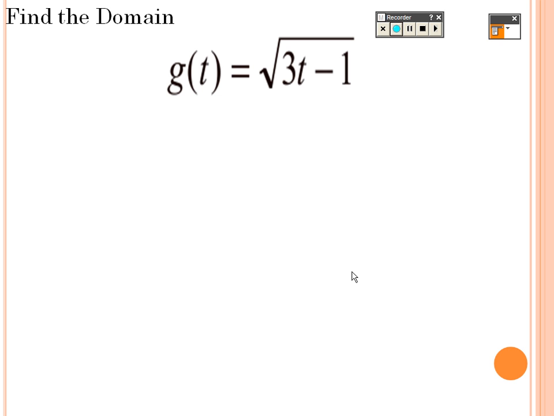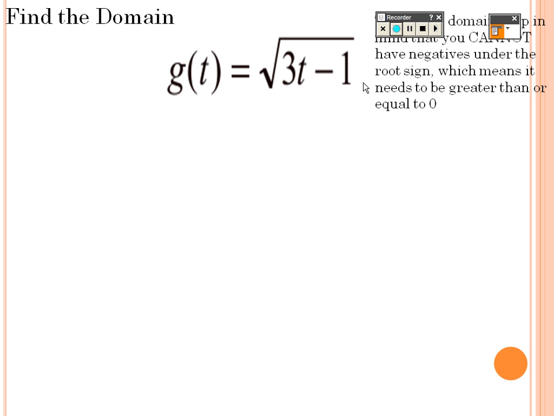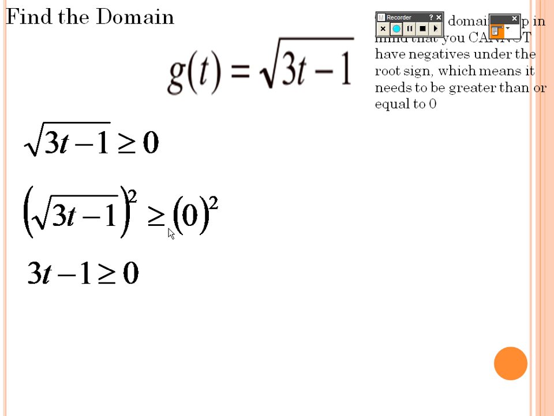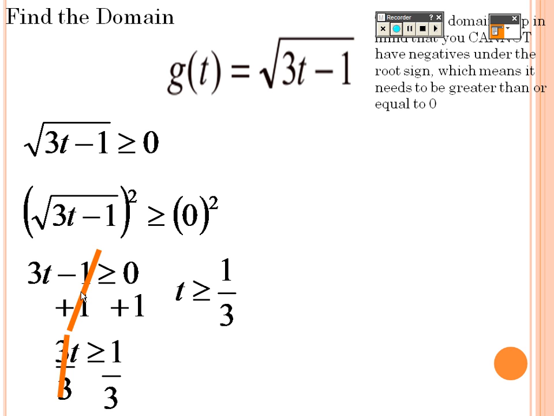Under roots, you can't have a negative number, so this has to be greater than or equal to 0 underneath. So you square both sides to get rid of that square root, and all you need to do is solve this now for t. So we divide by 3, and we figure out that t has to be greater than or equal to a third.